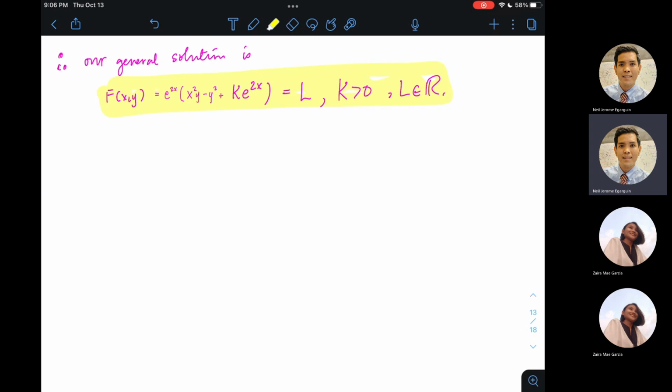Sir, bali hindi po considered na constant yung k e to the 2x. Kailangan pa rin pong i-note na may k po doon. Yes, kailangan. Para ma-consider natin lahat ng possible solutions.